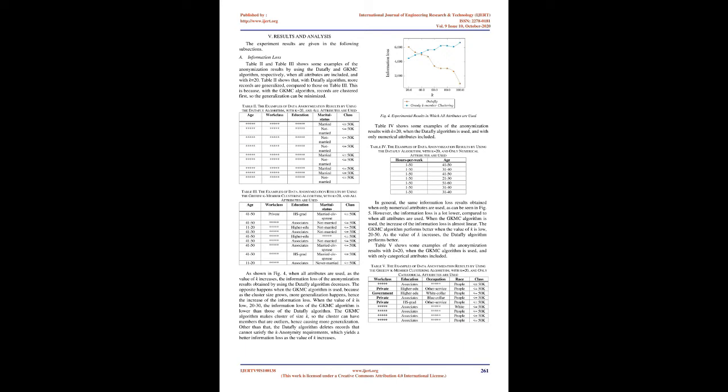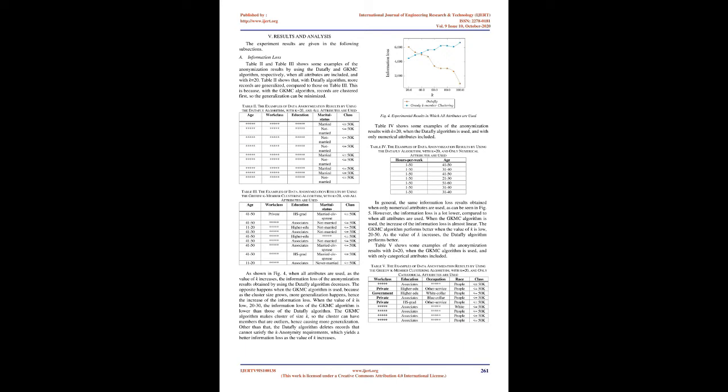IV. Experiments. In this experiment, the adult database from the UCI machine learning repository is used. The adult database contains data of adult people such as age, occupation, level of education, and salary. The database consists of 48,842 records and 15 attributes. For these experiments only 1,000 records are used, which are chosen randomly from all records.